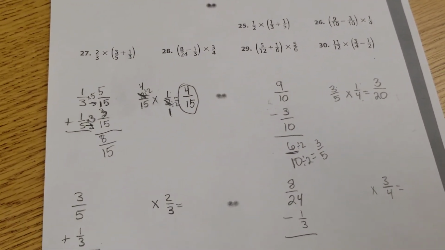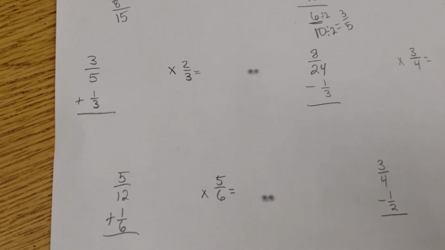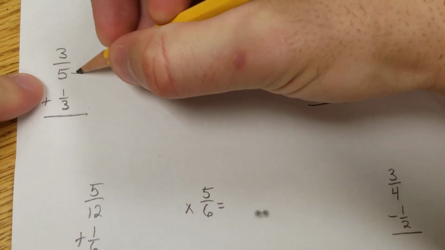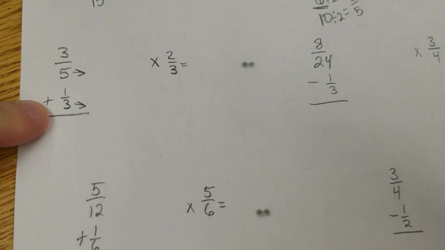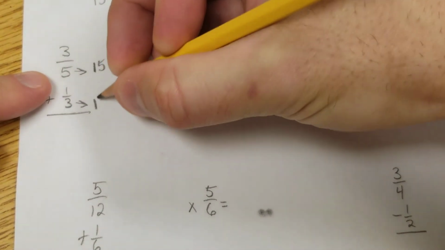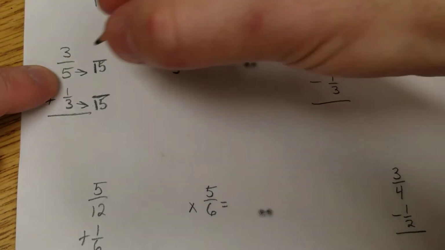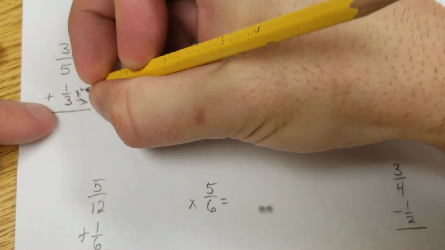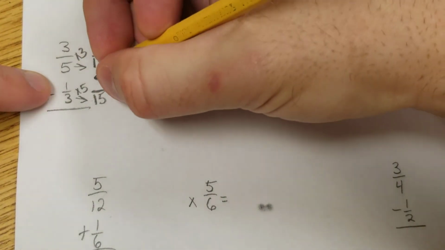For number 27, we have 3/5 plus 1/3 in parentheses times 2/3. All right, so right here is our 3/5 plus 1/3. I notice I have a 5 and a 3, just like before, so I already know that the LCM of that is 15. So I'm going to change these both to 15 because we have to make them the same. How do I get from 5 to 15? Times 3. How do I get from 3 to 15? Times 5. 3 times 3 is 9. 1 times 5 is 5.